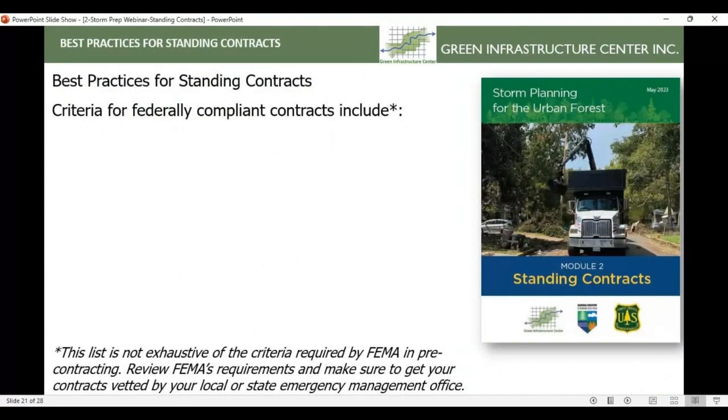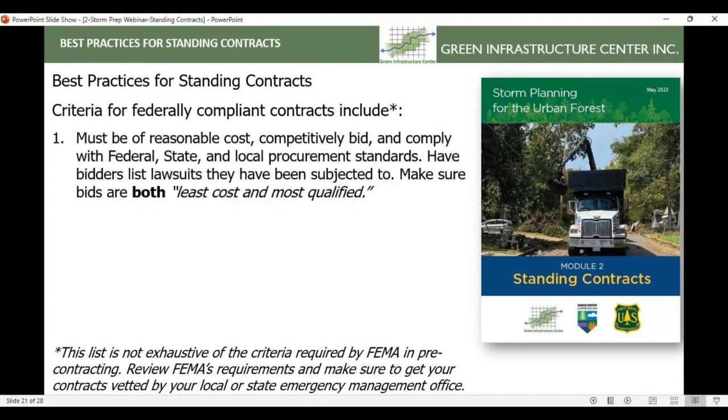Some other best practices for standing contracts, particularly the criteria for federally compliant contracts, include, and now this is not an exhaustive list, it would be too many slides to have all of the requirements on here, but we're going to give you some of the highlights. It must be of reasonable cost and competitively bid and comply with federal, state, and local procurement standards. Have bidders list lawsuits they've been subjected to and make sure bids are both least cost and most qualified.